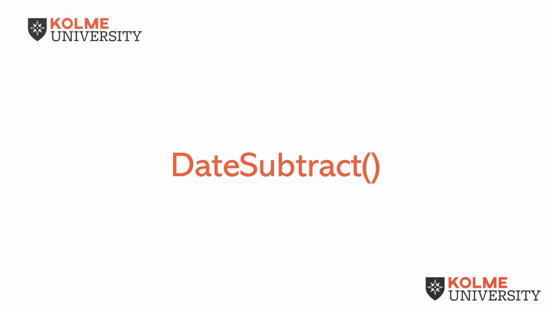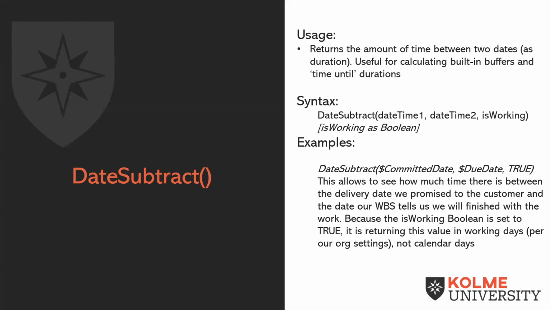Let's talk about DateSubtract. All right, Kyle. I really like this function. It can be really handy. Can you tell us a little bit about it? Yeah, so DateSubtract is a function that returns the amount of time between two dates or date fields in Clarisn as a duration. It's useful because sometimes you want to see the difference between two dates in the system.